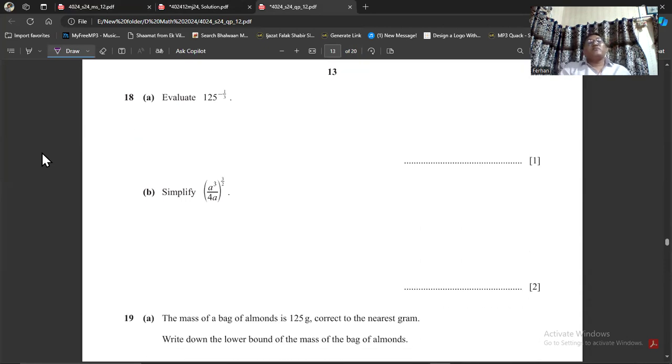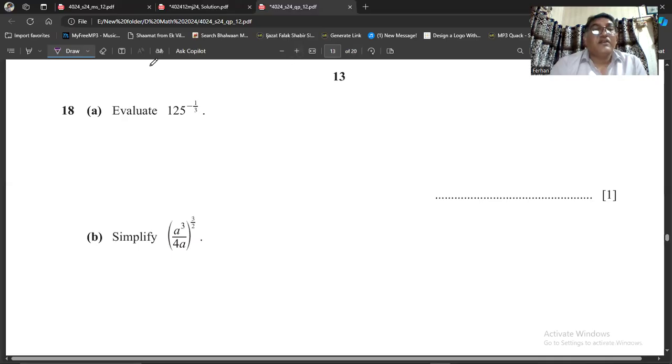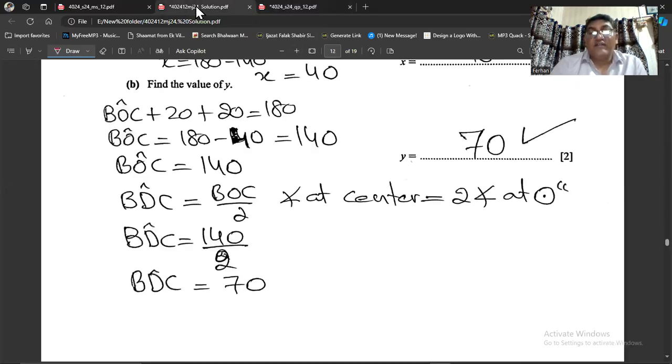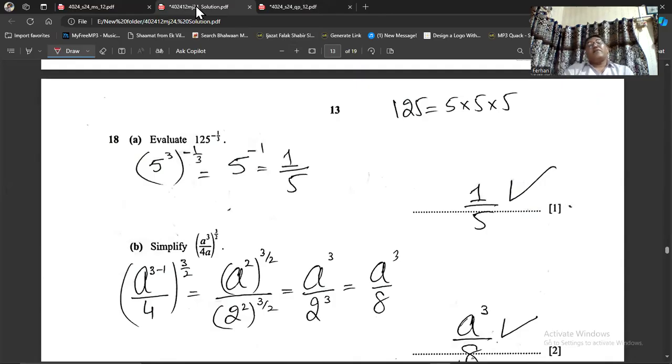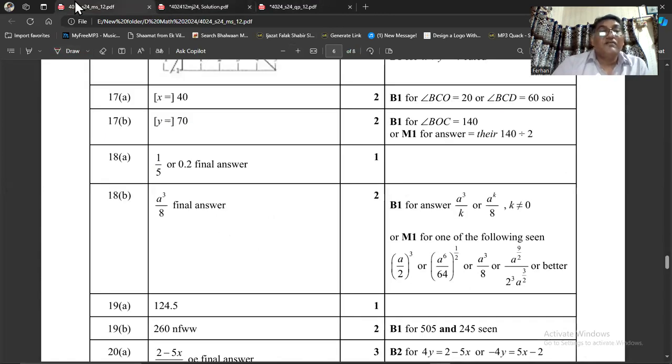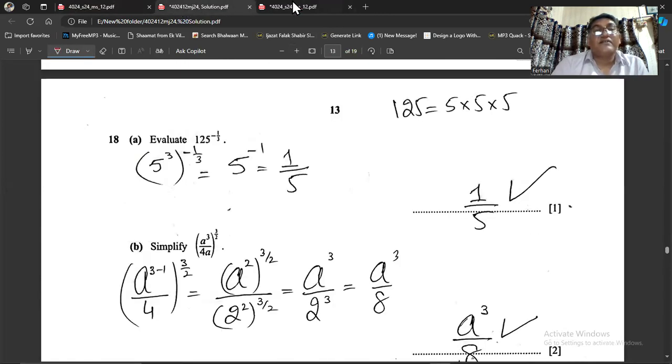So here we have question number 18. He says evaluate 125 raised to power minus 1 by 3. So very simple, 125 can be prime factorized, and that is 5 raised to power 3. So 5 raised to power 3 raised to power minus 1 by 3. So 3 and 1 by 3 when they multiply with each other, the 3 and 3 will be cancelled. So you're left with 5 raised to power minus 1. So it will be 1 by 5. So question number 18A part, 1 by 5 is the right answer.